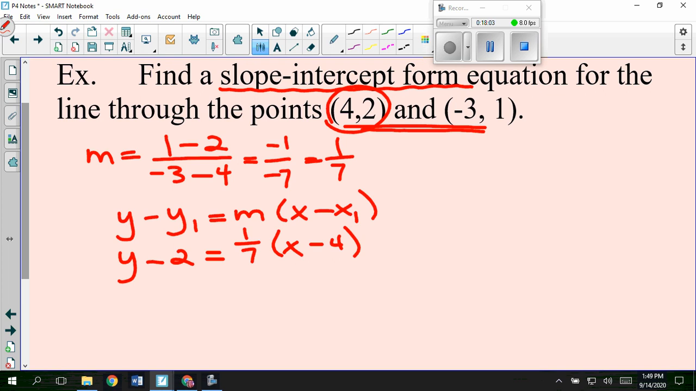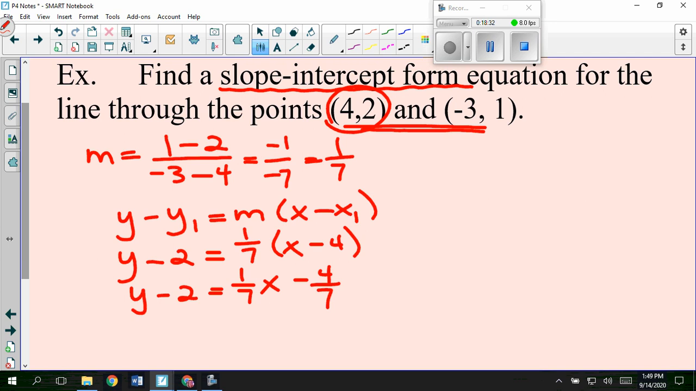And then at this point, I have the point slope form, but I want slope-intercept. So I'm just going to use my algebraic skills and get the y equals mx plus b format. So I'm going to go y minus 2 and keep that there. I'm going to use a distributive property, and I'm just going to keep my fraction 1/7. If you want to change that into a decimal format, you can. I'm just going to leave that part there. And then 1/7 times 4 will be a -4/7.